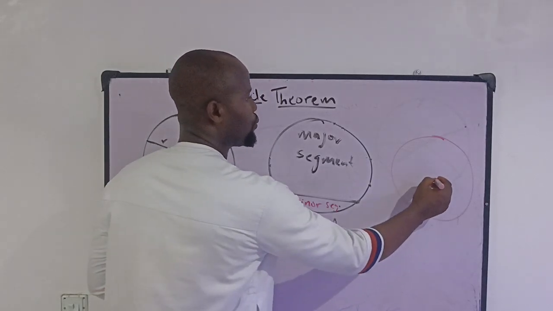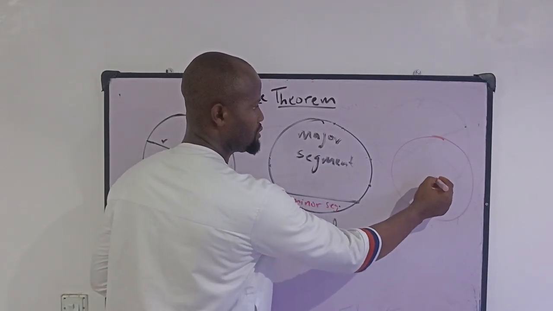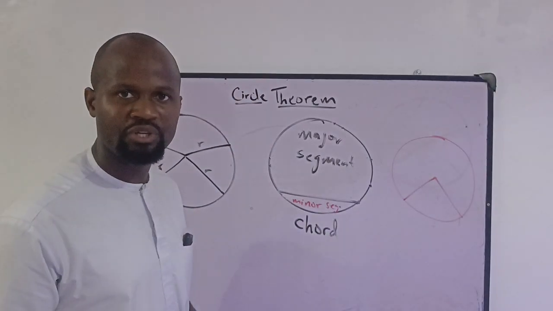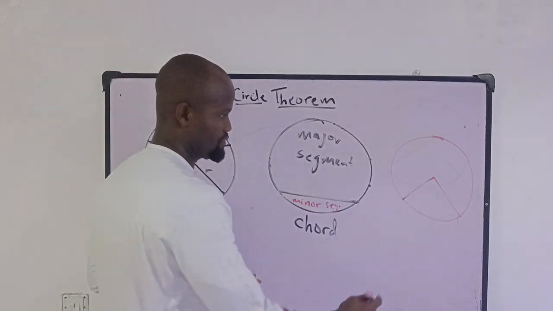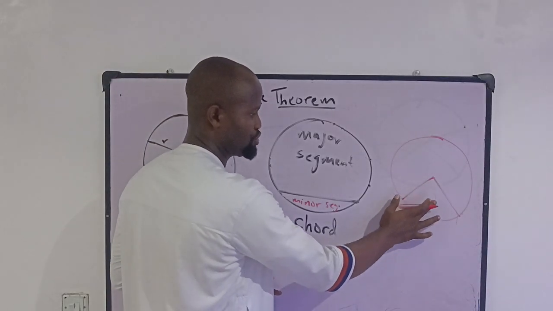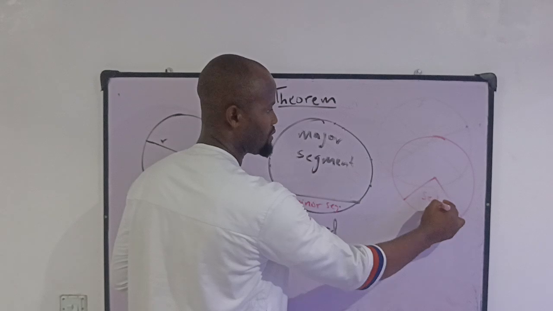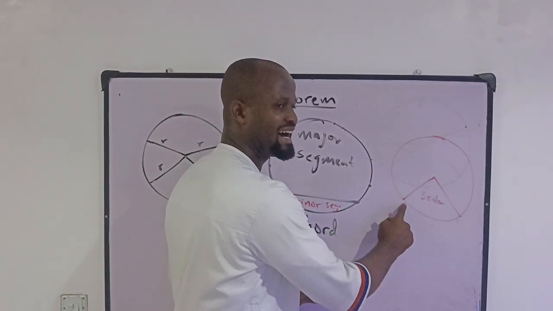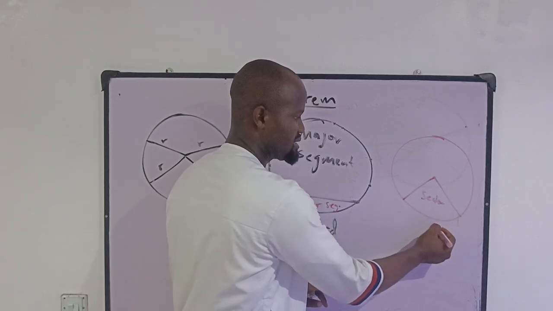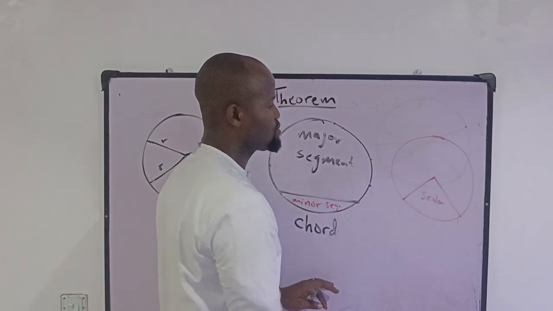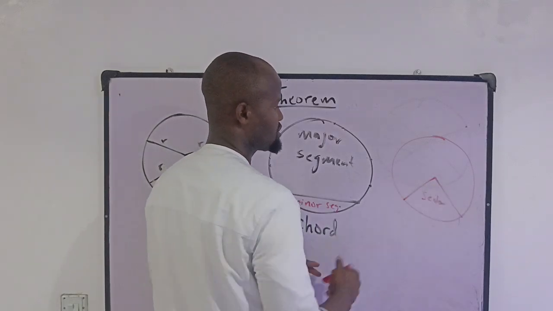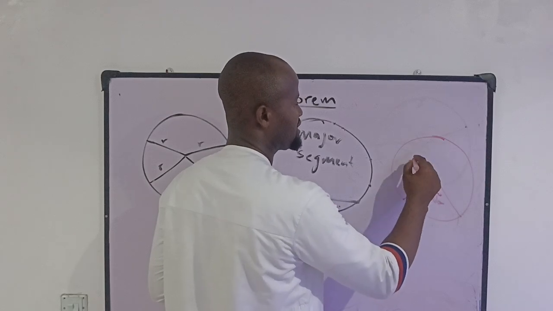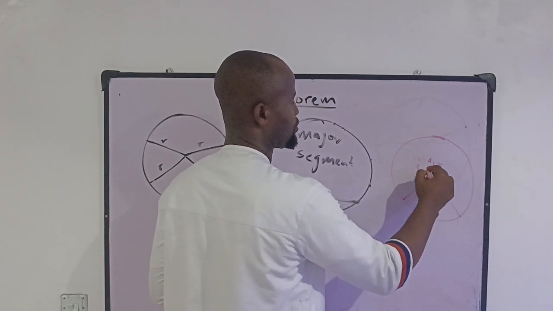Now, when a portion of a circle is bound by two radii, remember the plural for radius is radii, that portion is known as the sector. Now take note, it's not only bound by two radii, it's bound by two radii and an arc. This is an arc. So that portion is called the sector. In this case, this is the minor sector, and this over here is the major sector.